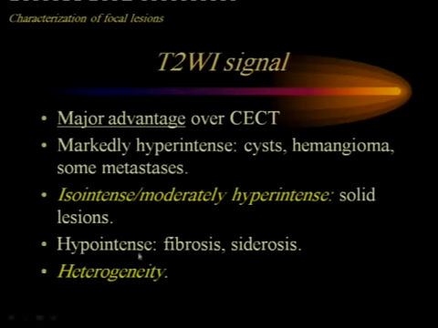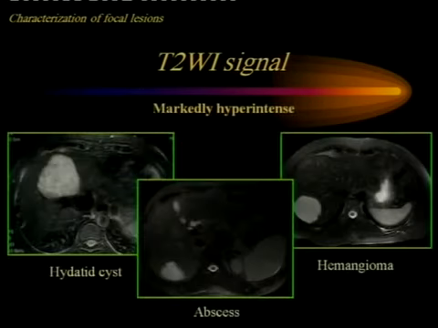And then if you get low signal intensity on T2, you'll be considering the presence of fibrosis, maybe siderosis. Since the imaging is done with fat suppression, maybe the presence of fat may show low signal intensity as well. And then the other aspect to look at is the heterogeneity of the lesion, or the T2 signal.